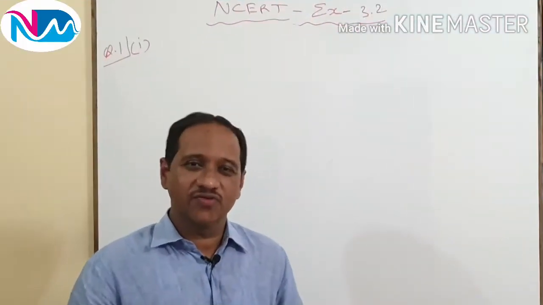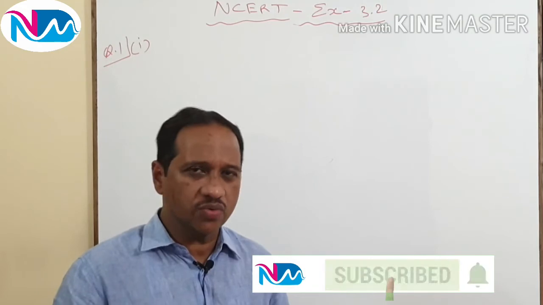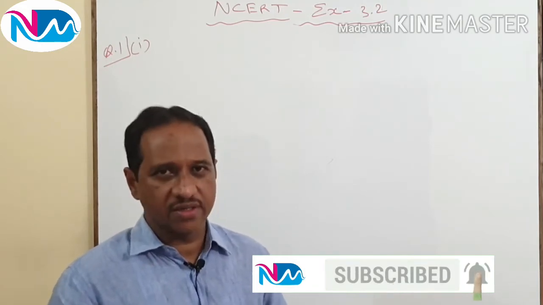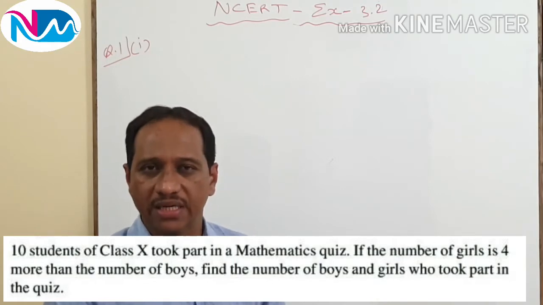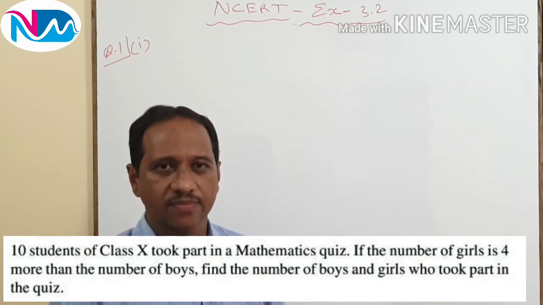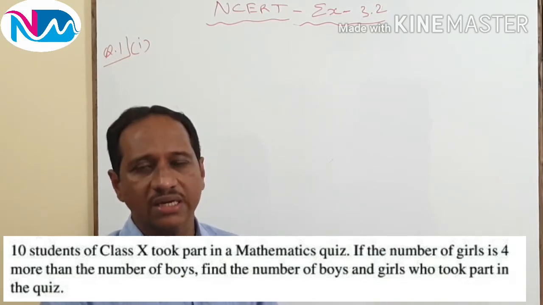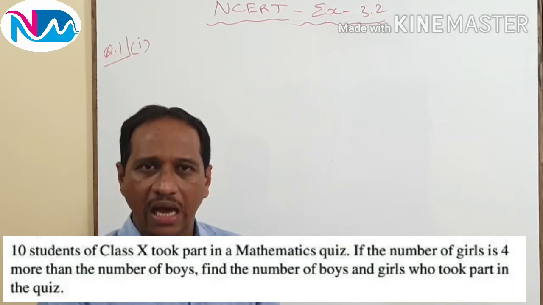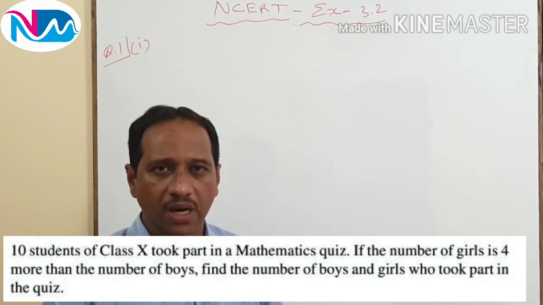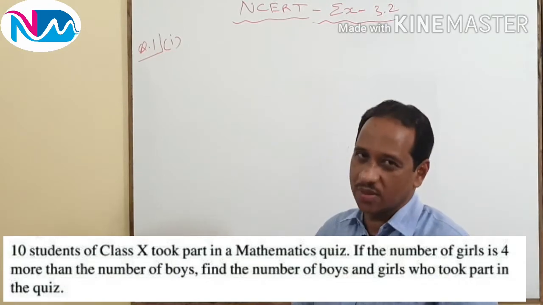Today's first question is from NCERT textbook, exercise 3.2, question number 1, first one. See the question. 10 students of a class 10 took part in a mathematics quiz. If the number of girls is 4 more than the number of boys, find the number of boys and girls who took part in the mathematics quiz. This is a word problem.